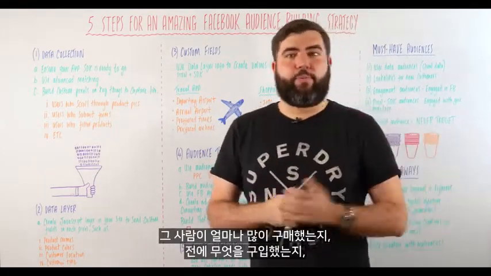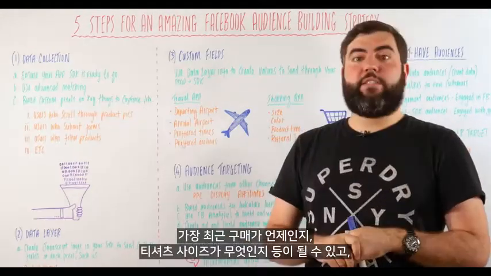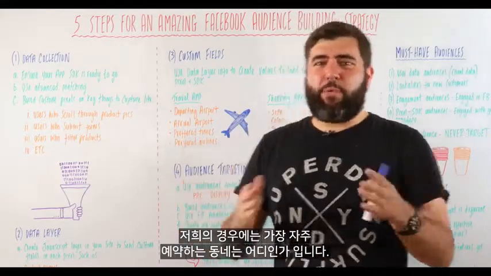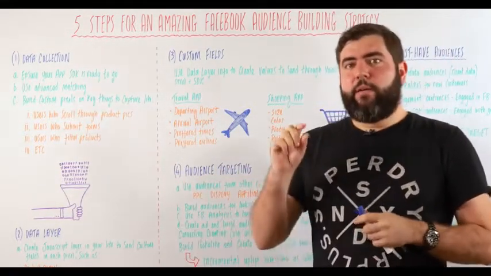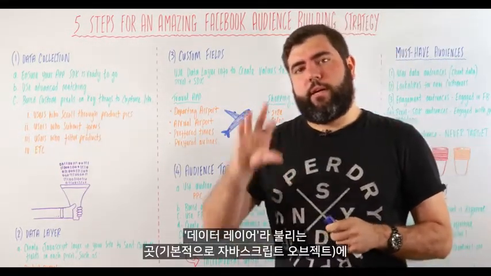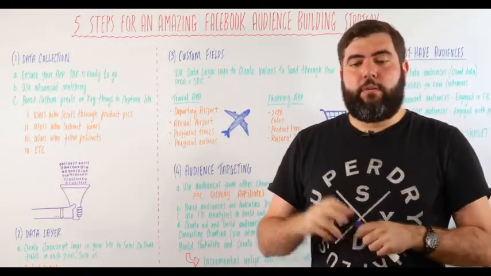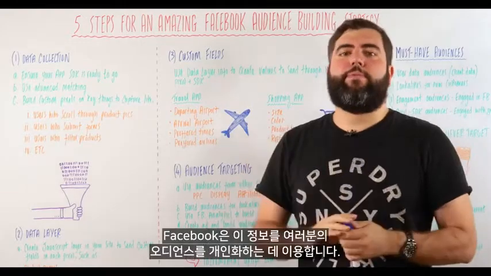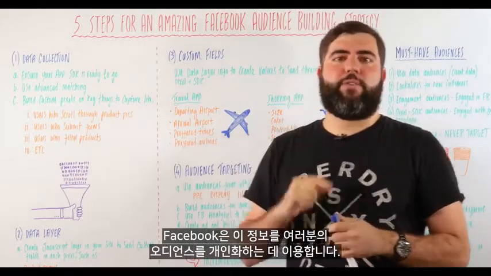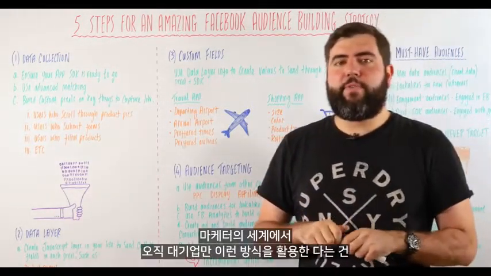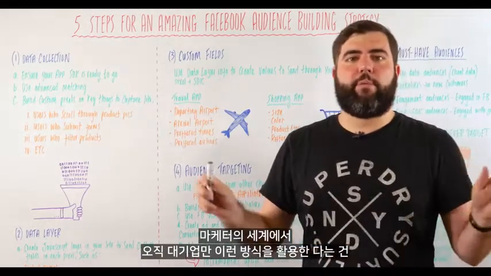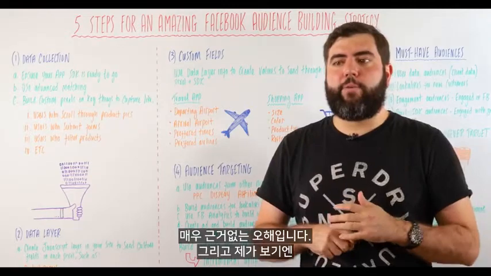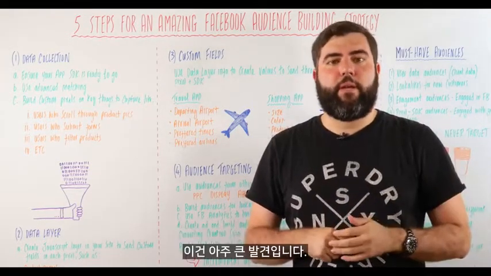What did they buy before? When was the last time they bought? What's their t-shirt size? In our case, what's the neighborhood they most commonly book? Because if you put it there in what they call a data layer, basically a JavaScript object, you can then send these over back to Facebook and help it to personalize your audiences. This is a very, very common misconception in the marketeers world. Only big companies use it, and I think it was a major discovery for me when I saw it.